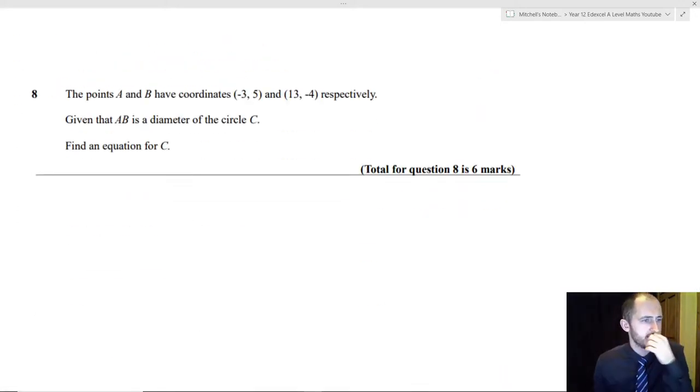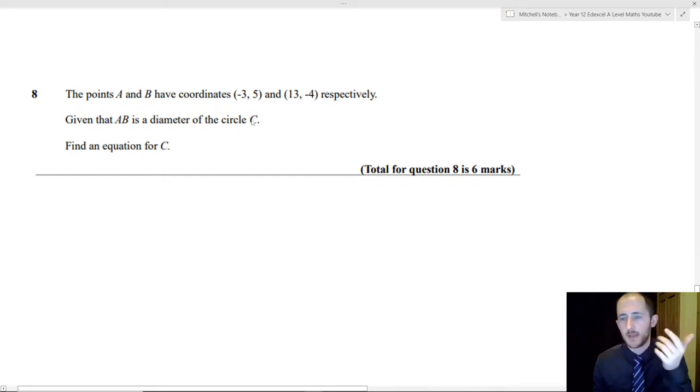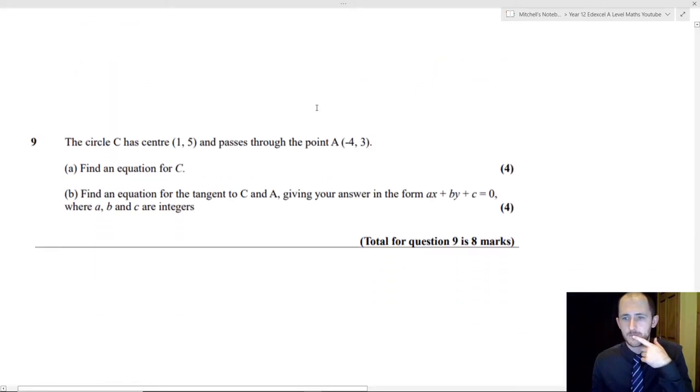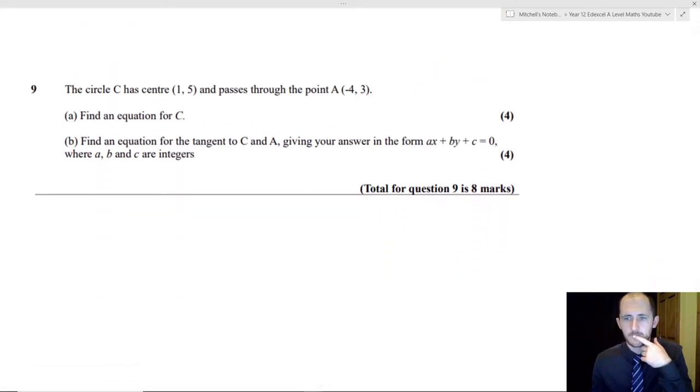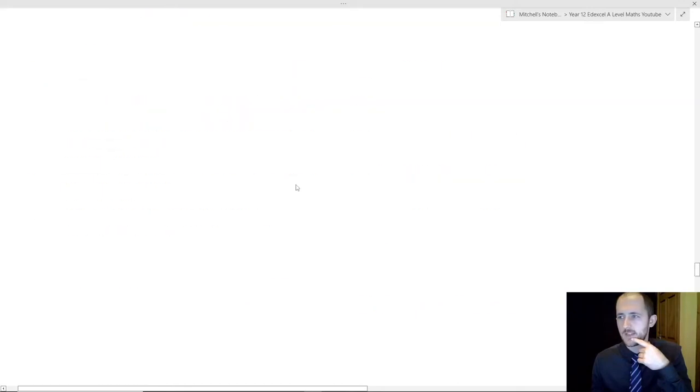And for part A, again, AB is the diameter, so we do exactly what we did in the previous question. Find the midpoint, that's the center, and then find the length and half it, that's the radius. We've done the equation of tangents, that was pretty easy. Yeah, I think that's pretty much all we need for today.